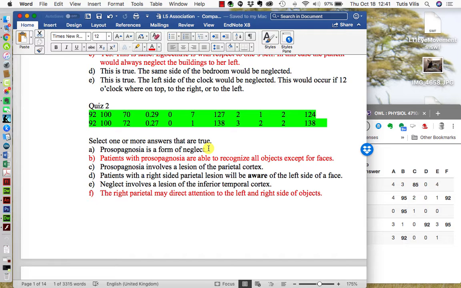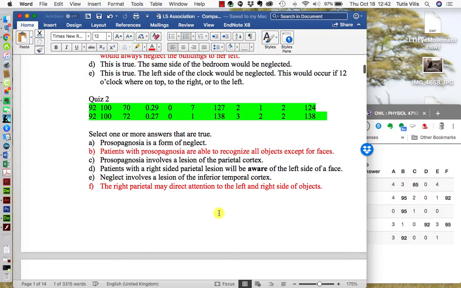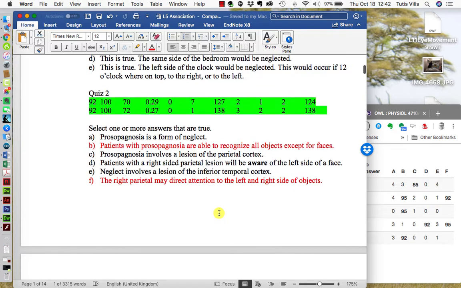Let's see. Another one was this C. Prosopagnosia involves a lesion of the parietal cortex. No, it's the inferior temporal lobe. Okay, then we go on to the next question, which almost everyone got right. So then it's question 4.